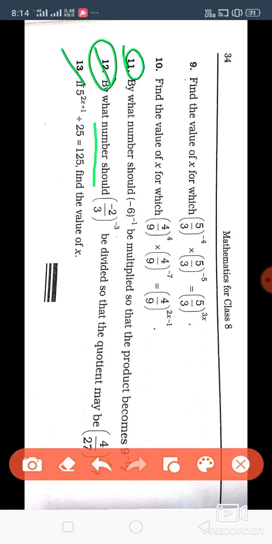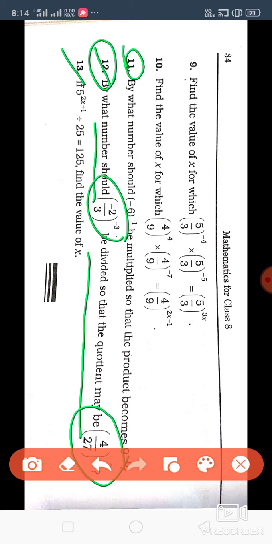By what number should (-2/3)^-3 be divided so that the quotient may be (4/27)^-2? Okay, so before coming to this question, let me solve the same type of question but with a very simple example. Then you'll try to understand how to solve it.